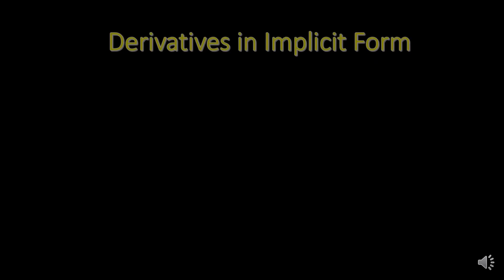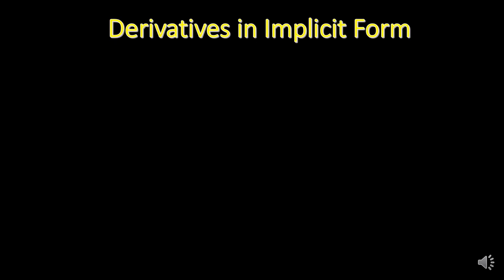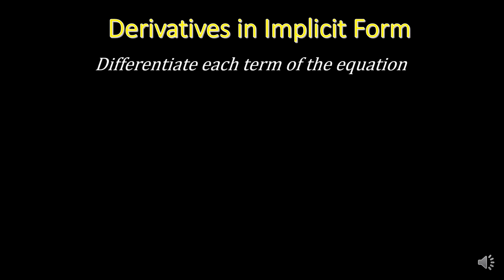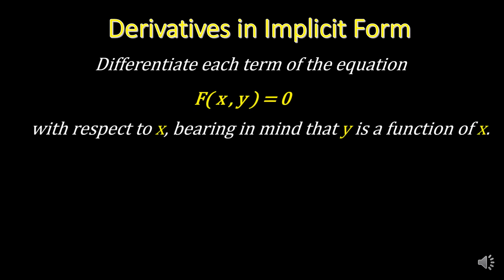In this video, I will discuss derivatives in implicit form. Differentiate each term of the equation, a function of x and y equal to 0, with respect to x, bearing in mind y is a function of x.